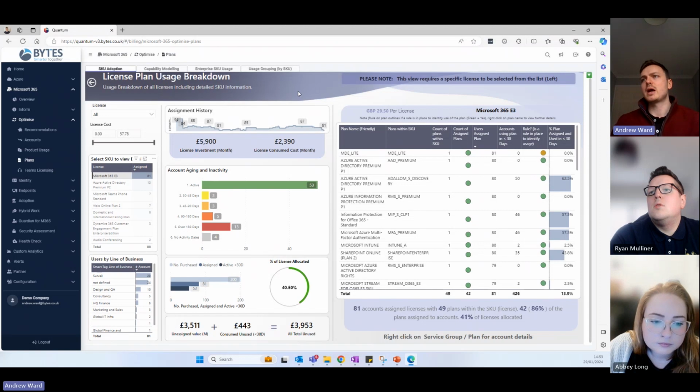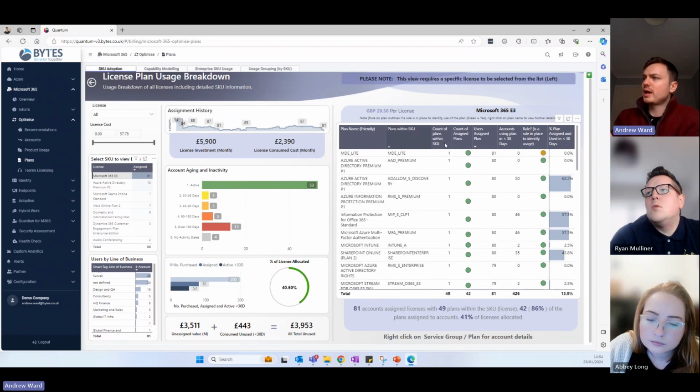Typically we tend to see a slight gulf in these numbers, because naturally we find people on annual leave, maternity leave, or long-term sick leave may not have their licenses removed. What we don't want to see is huge gulfs between these numbers, where a significant amount of license investment is sitting with license accounts that are not using those licenses. And what the Quantum toolset allows us to do is understand who those users are.